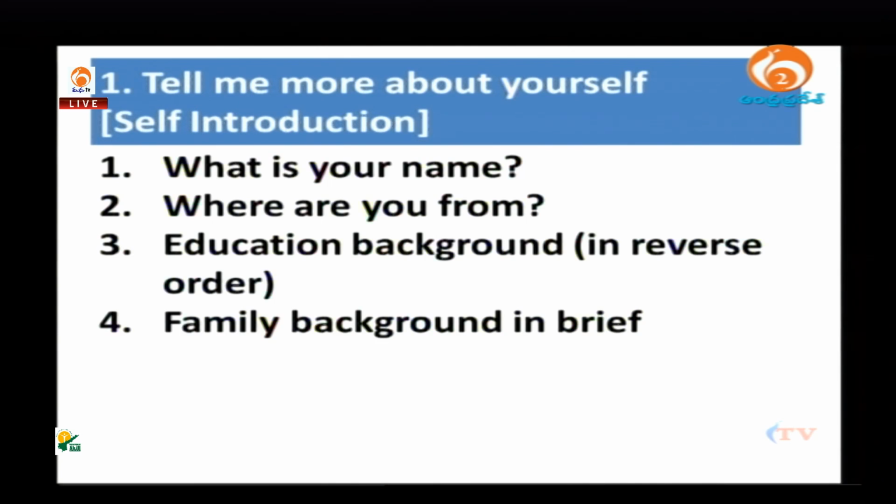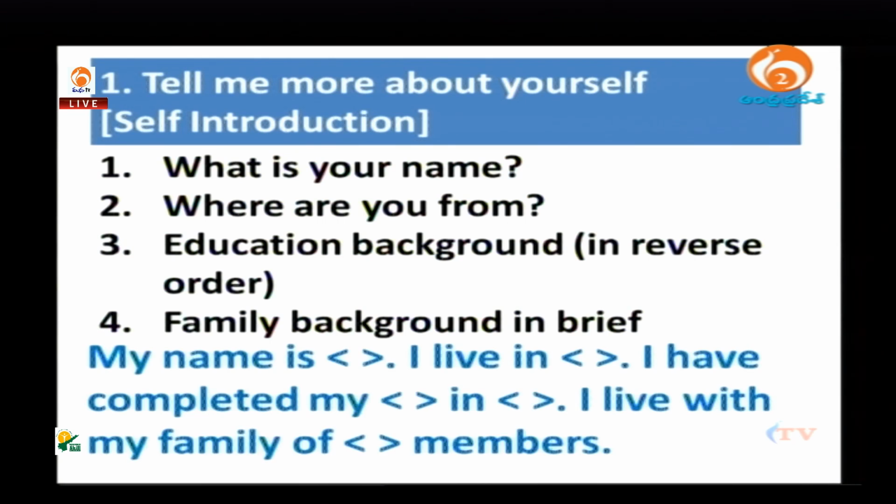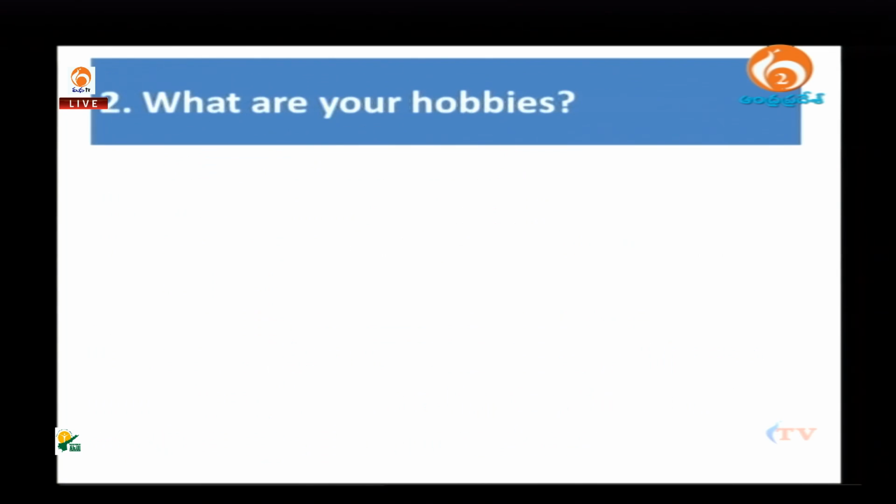The first one we looked at was tell me more about yourself, which is a self-introduction, where you need to speak about your name, where you're from, your education background in reverse order. Then you speak about your family background in brief. Very, very short answers. Then the next question was, what are your hobbies?